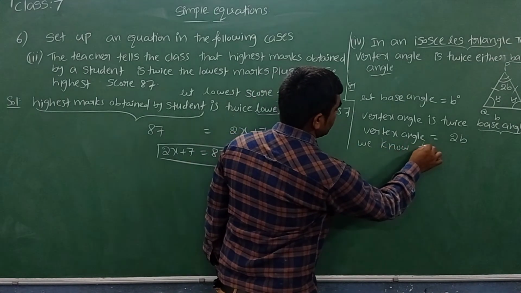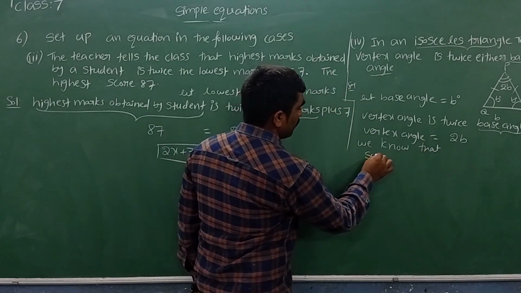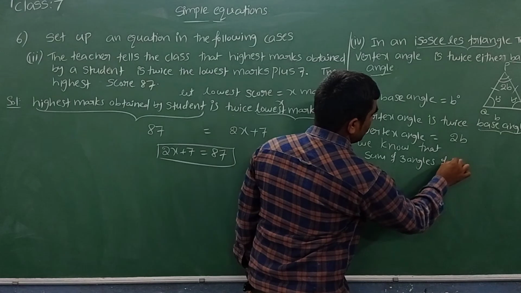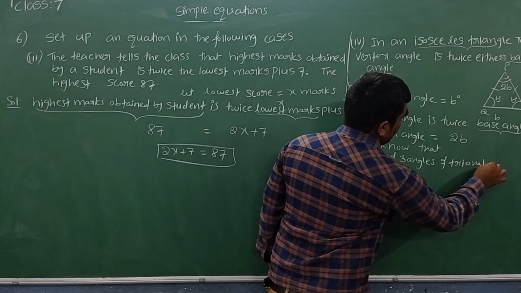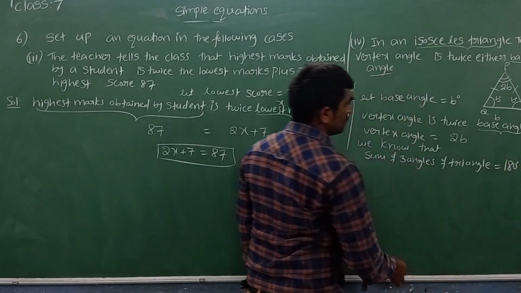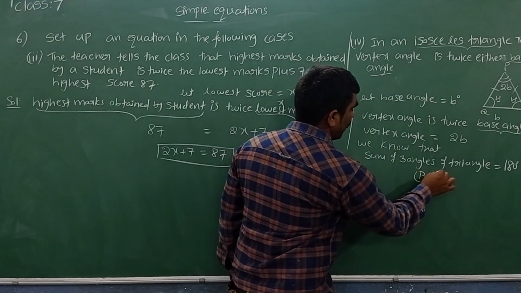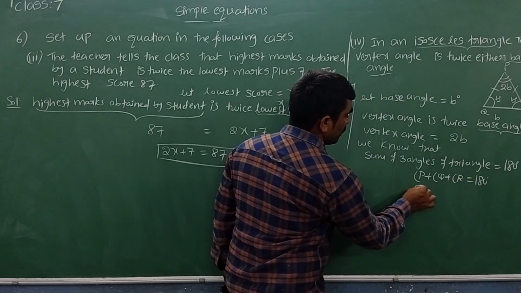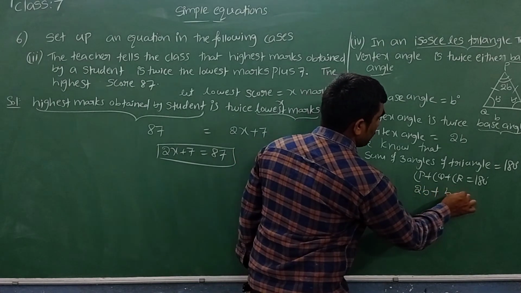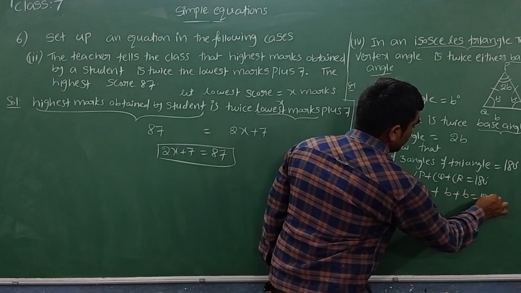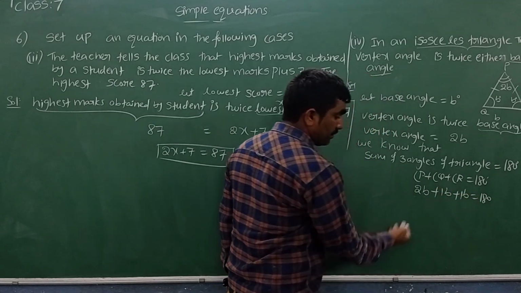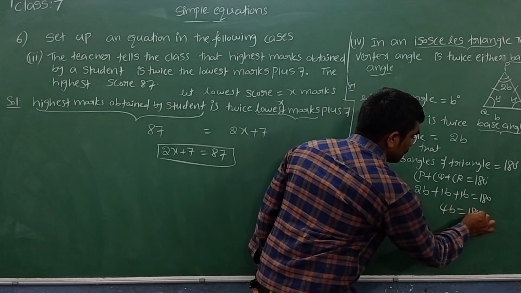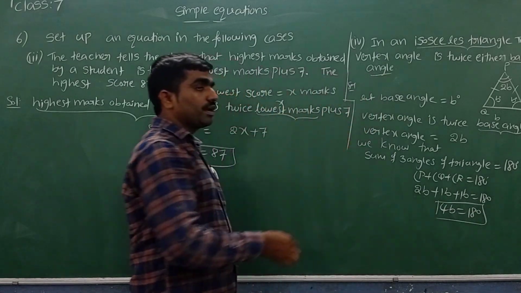We know that the sum of three angles of a triangle is equal to 180 degrees. Which means angle P plus angle Q plus angle R is equal to 180 degrees. What is angle P? 2b plus angle Q, b, plus angle R, b, is equal to 180. If there is no coefficient, the coefficient is 1: 2b plus 1b is 3b, 3b plus 1b is 4b. 4b is equal to how much? 180. So that is the way we can write equations.